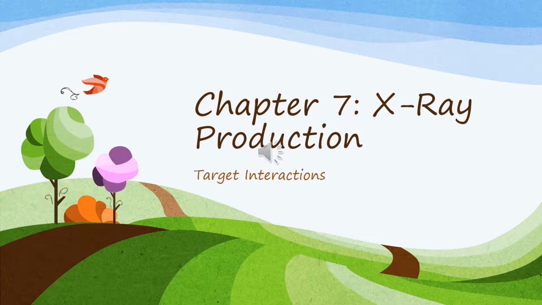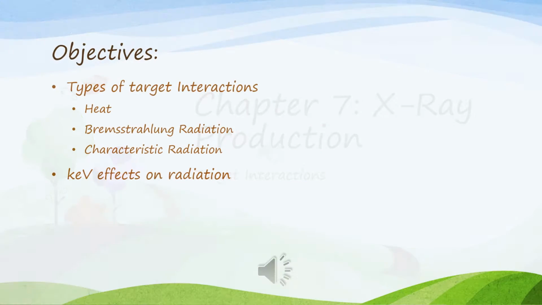Chapter 7, X-ray Production, Target Interactions. The objectives for this chapter are types of target interactions, heat production, Bremsstrahlung radiation, characteristic radiation, and the kVp effects on radiation.